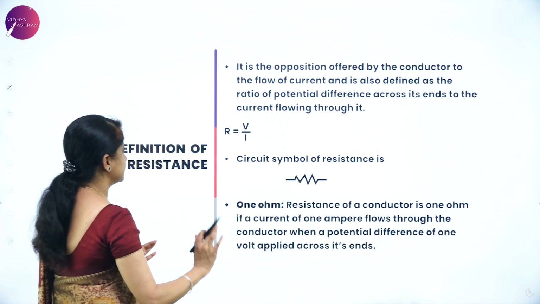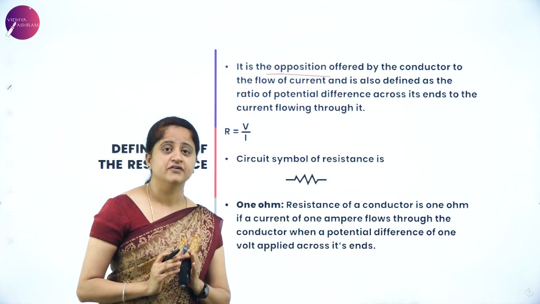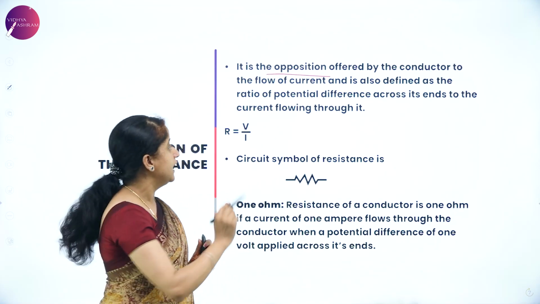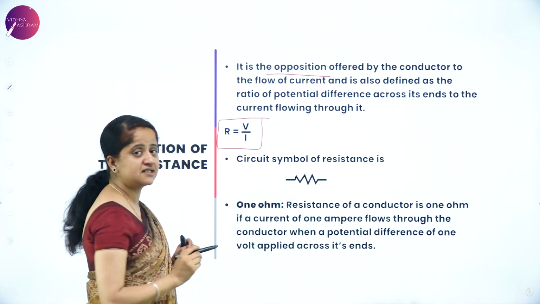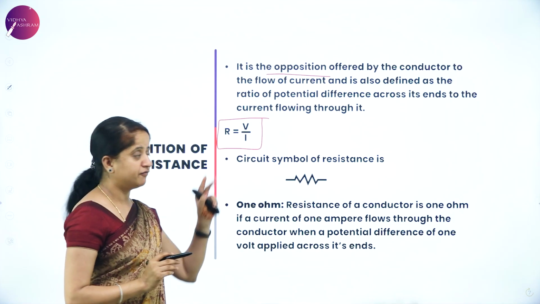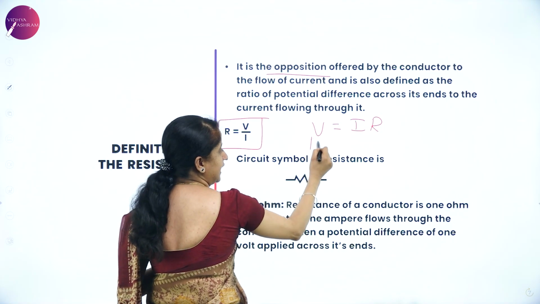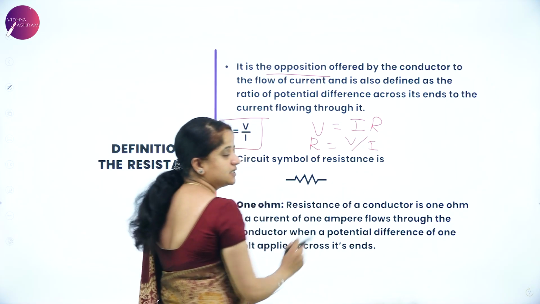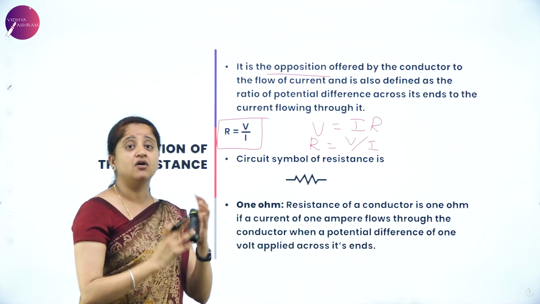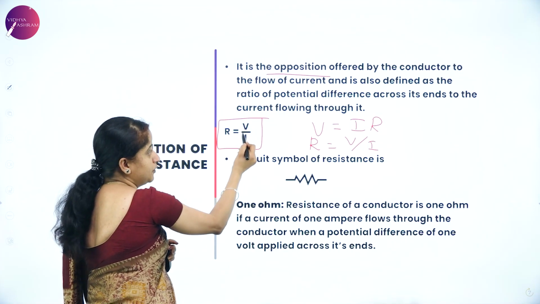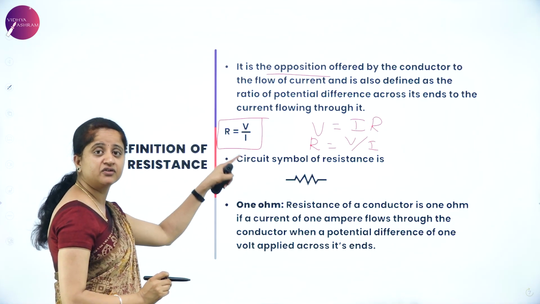So, resistance is nothing but the opposition offered by the conductor to the flow of charges or to the flow of current, and it is also defined as the ratio of potential difference across its ends to the current flowing through it. From Ohm's law, we know V is equal to IR, and from this we can write R is equal to V divided by I. So, resistance is basically the opposition offered to the flow of charges in any circuit. It can also be defined as the ratio of potential difference, that is V, to the current flowing through the conductor.